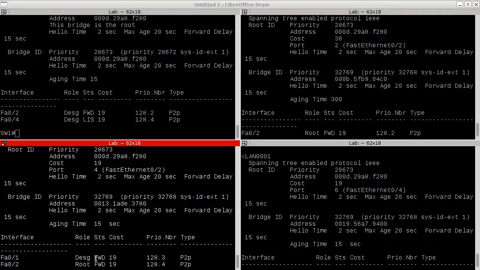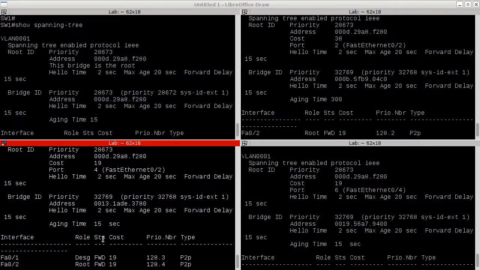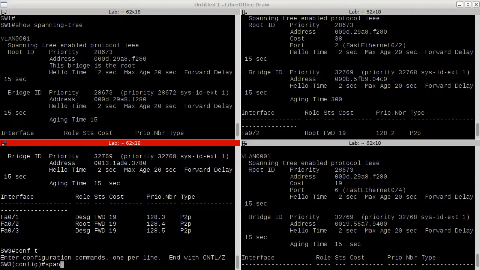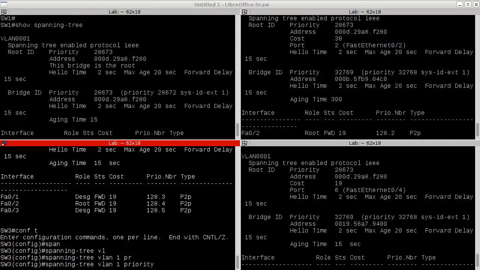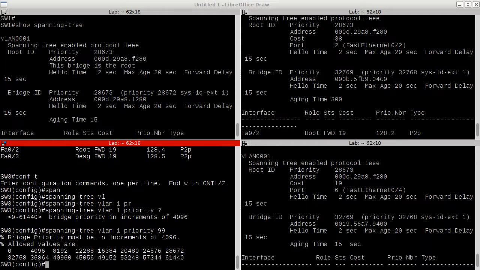Let's see here. It's OD. So if we put these in the same priority, this should still be the root.